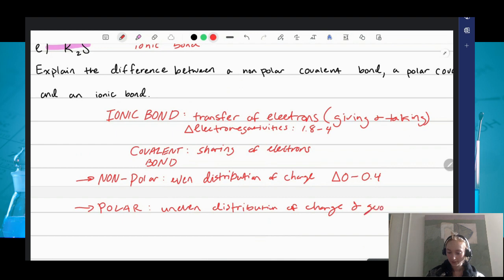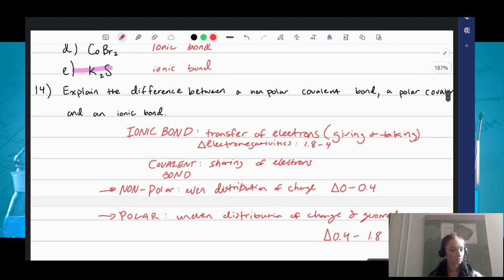So let's write that down too. The difference in the electronegativity for polar covalent is going to be between 0.4 and 1.8. So that is their electronegativity difference. Let's move on to the next question. Hopefully that makes more sense about what those three types are.